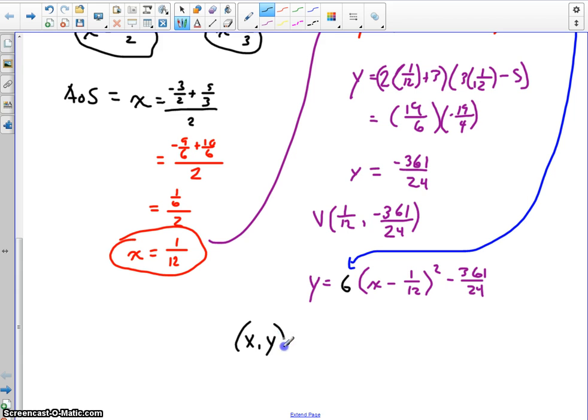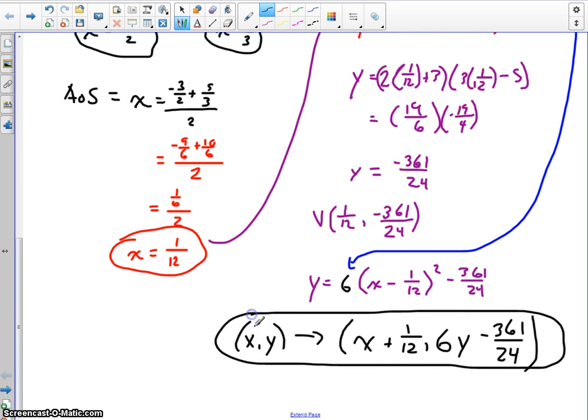So thinking in terms of transformations, since my vertex is now at 1 over 12, negative 361 over 24, this means all my x values have shifted to the right 1 over 12, so I get x plus 1 over 12 in my mapping rule. My vertical stretch is 6, so I get 6y, and it goes down by 361 over 24. So after all that work, I finally have my mapping rule.